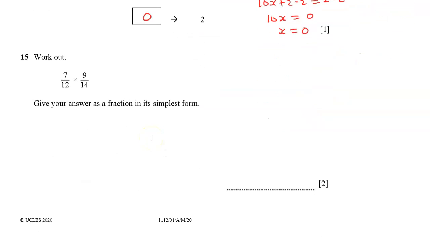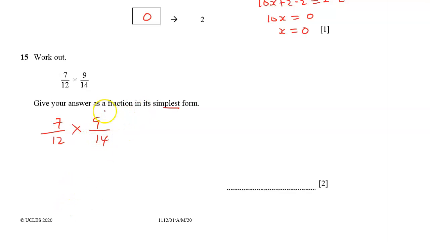Number 15. Work out this multiplication of these fractions. Give your answer as a fraction in its simplest form. So 7 upon 12 times 9 upon 14.